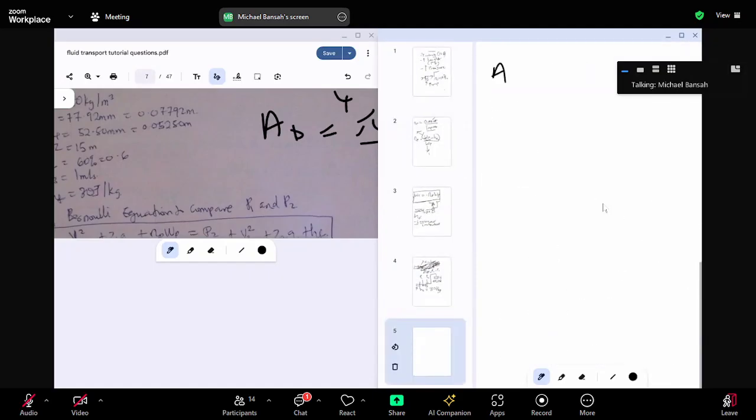So my area at the suction side was 4.7, 6, 8, 6. You can do that on your calculator, get the answer, write it down. Sorry, 4.7.